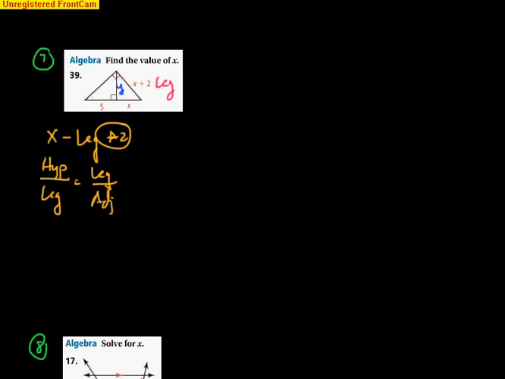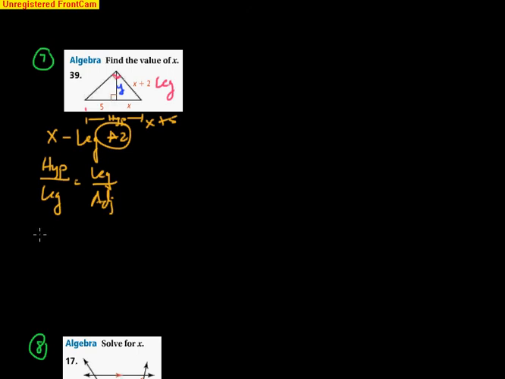What is the hypotenuse? The hypotenuse is opposite this right angle. The hypotenuse is right down here. I'll do it in orange. That's the hypotenuse. Now, part of it is 5 and part of it is x. So what is the hypotenuse? It's x plus 5 or 5 plus x. I like to put the x first. X plus 5. Segment addition.